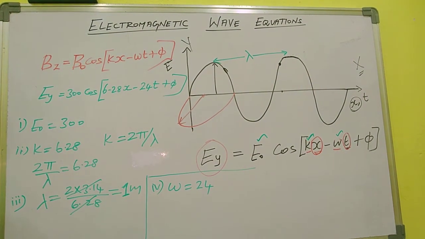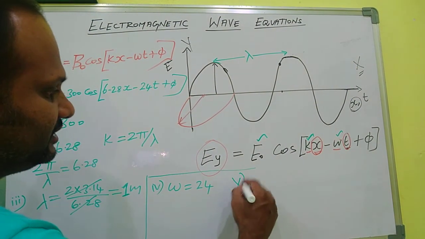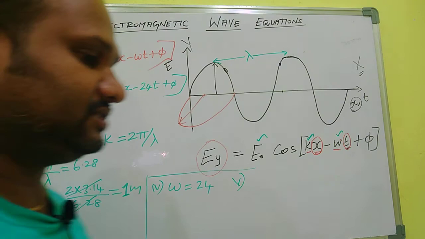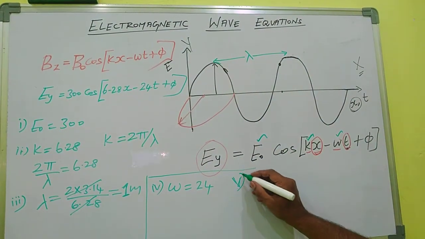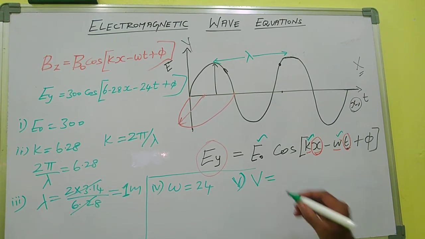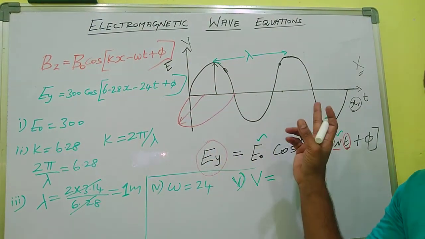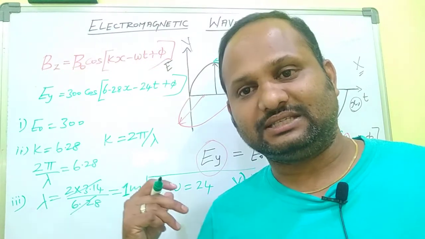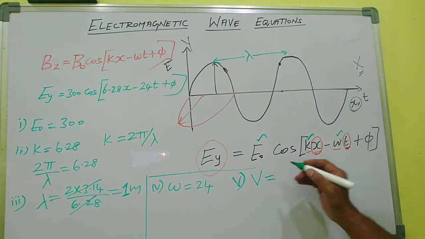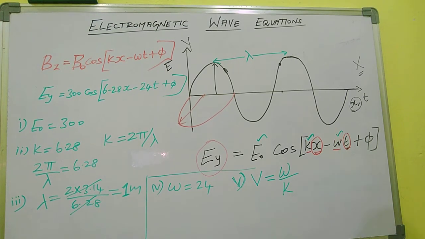Okay. Then what is the next thing we are going to find? The next thing, one of the important things, is V. The fifth one we are going to find is V. V is nothing but velocity. We can find out the velocity of this electric field wave with the help of this equation. How? We have one relation, V is equal to omega by K.